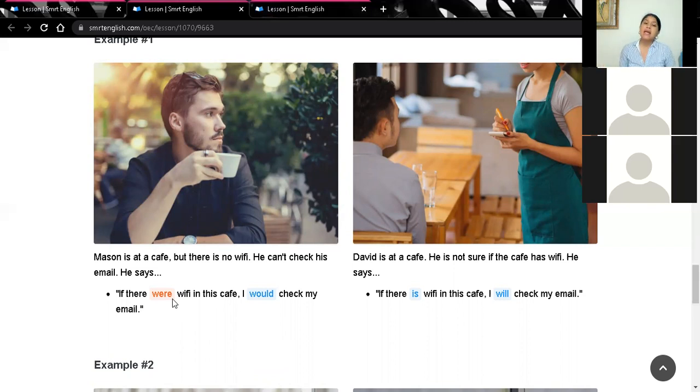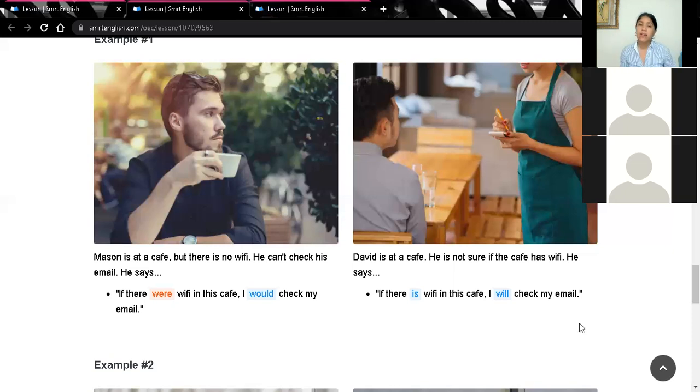Next example. David is at a cafe. He's not sure if the cafe has Wi-Fi. So he says, "If there is Wi-Fi in this cafe, I will check my email." So what is he saying here? That he will probably figure it out. He will ask if there's Wi-Fi here just to know. And if there is, then it is possible for him to check his email.